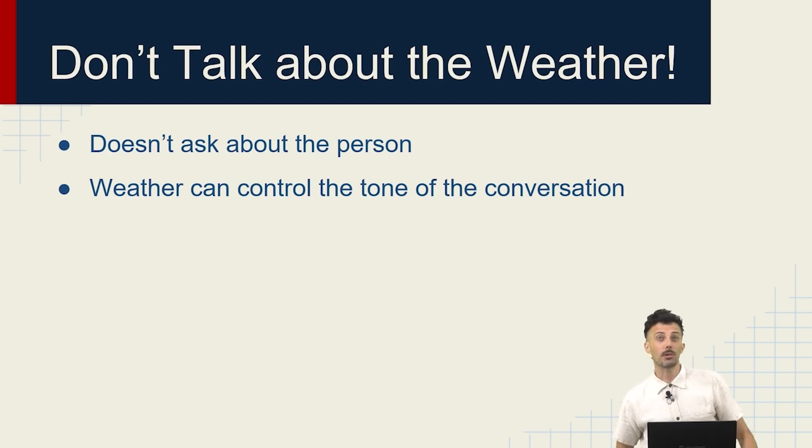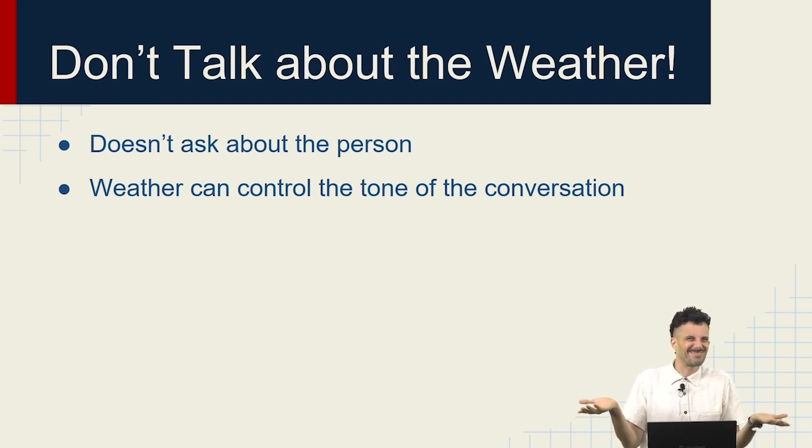And the second thing is the weather can kind of control the tone of the conversation. Like if the weather's nice outside and something bad happened to you, people think they want to talk about something nice. And it could be the same if it's bad outside and something good happened to you, they expect the conversation to be bad. So you don't want anything that controls the tone of the conversation besides you. So I'm going to give you my 3 rules for choosing a topic.